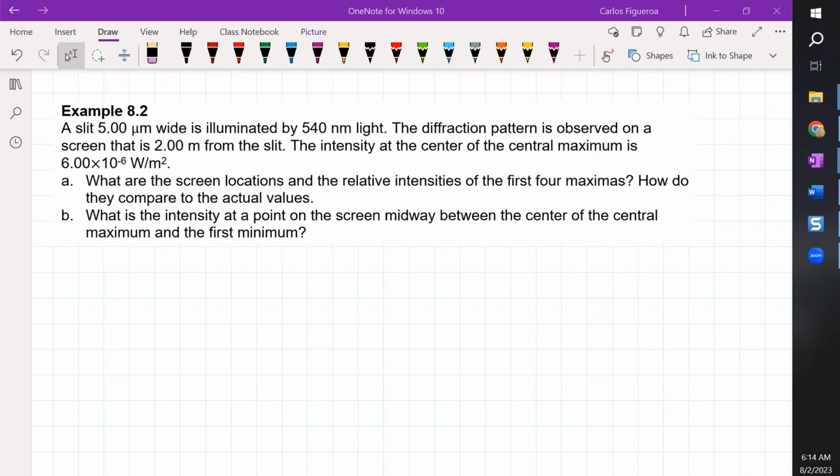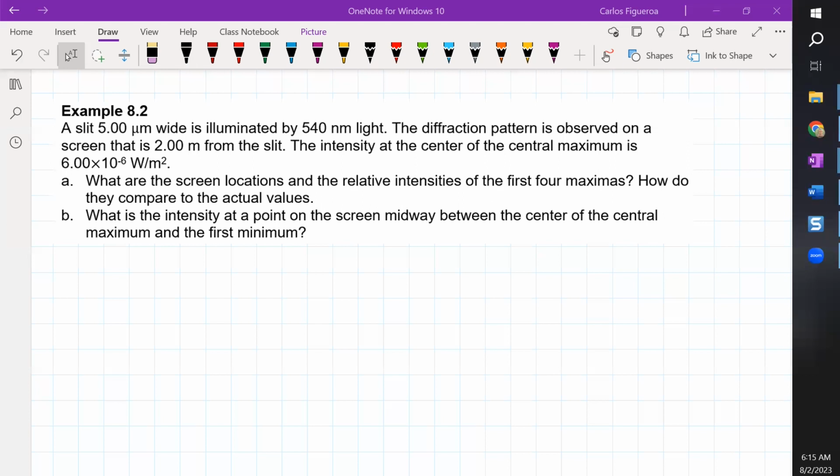Example 8.2. A slit 5 microns wide is illuminated by 540 nanometer light. The diffraction pattern is observed on a screen that is 2 meters from the slit. The intensity at the center of the central maxima is 6 times 10 to the minus 6 watts per meter squared. In other words, 6 microwatts per meter squared.